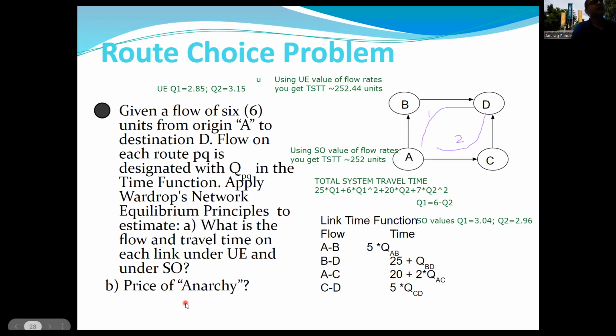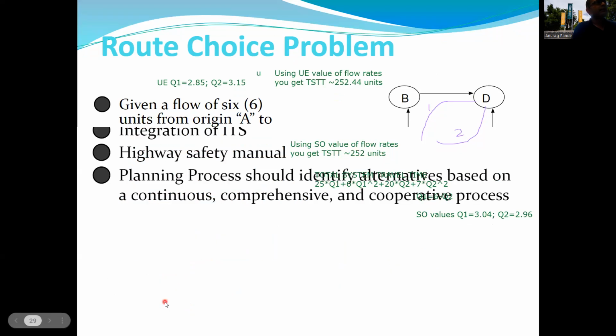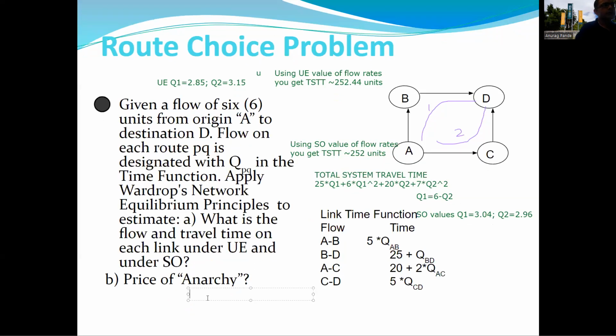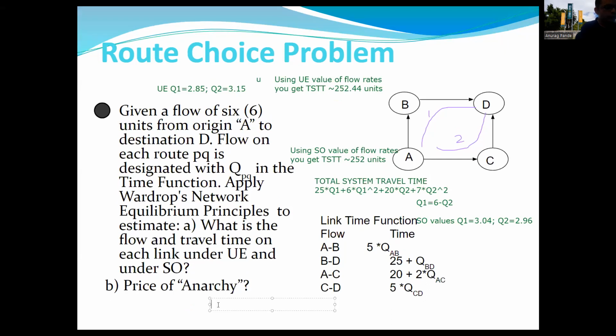And if I want to just estimate the price of anarchy, it's pretty simple. All I need to do is figure out the ratio of 252.44 divided by 252. Whatever that ratio comes out to be is my price of anarchy. I'll let you do the calculations, and I would also love for you to verify these values.